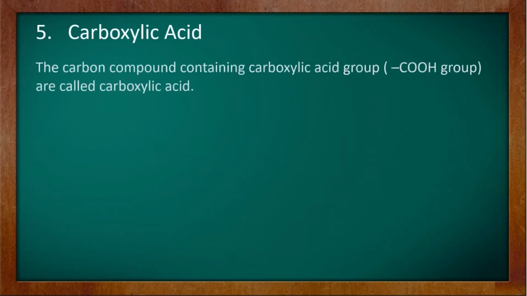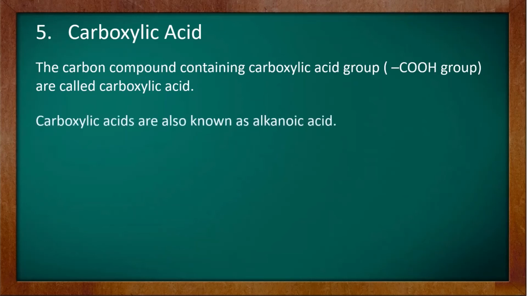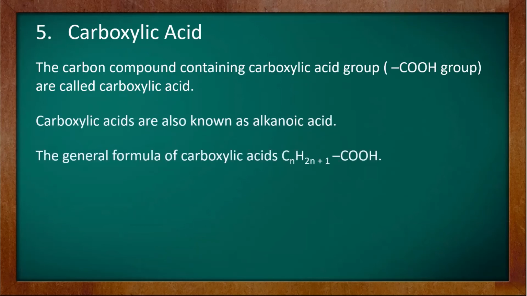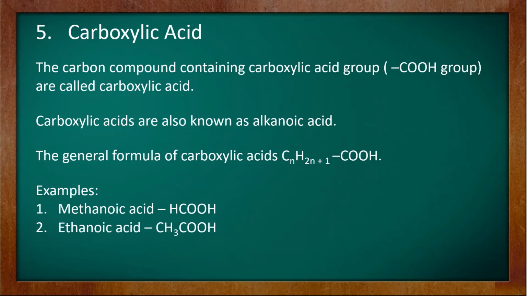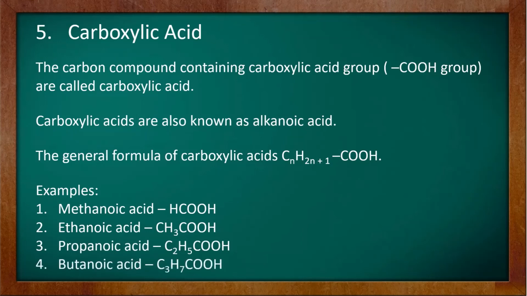Carboxylic acid. A carbon compound containing the carboxylic acid group, COOH group, is called a carboxylic acid. Carboxylic acids are also known as alkanoic acids. The general formula for carboxylic acid is CnH2n+1-COOH. Examples: first, methanoic acid HCOOH, second, ethanoic acid CH3COOH, propanoic acid C2H5COOH, and butanoic acid C3H7COOH.